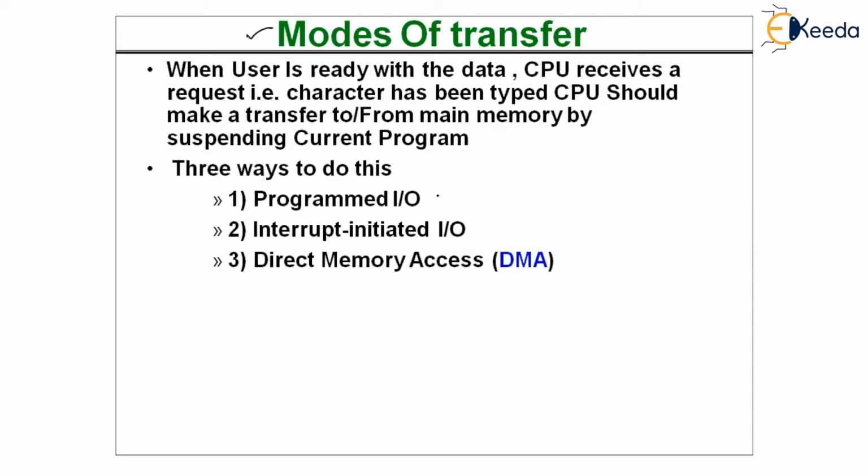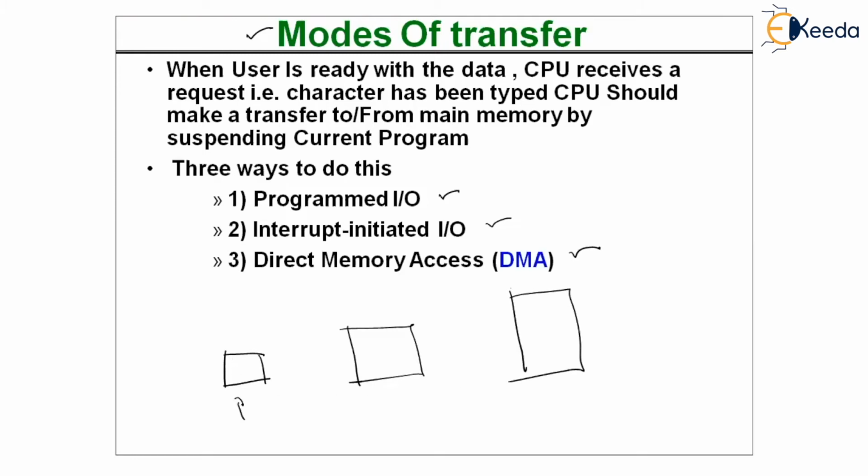One is the programmed IO way. Second is the interrupt initiated way. And the third one is the direct memory access way. Peripheral devices, CPU, and main memory. The data must move between the peripheral device and the main memory. CPU will have to make a transfer. So this transfer can happen in three methods.